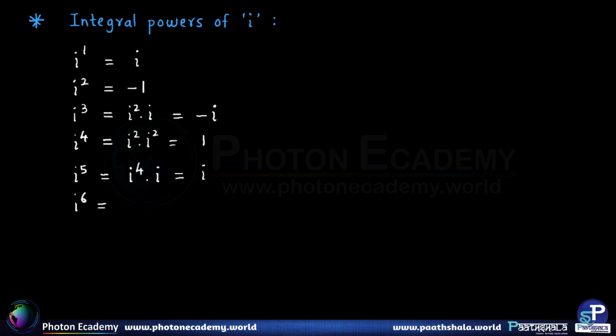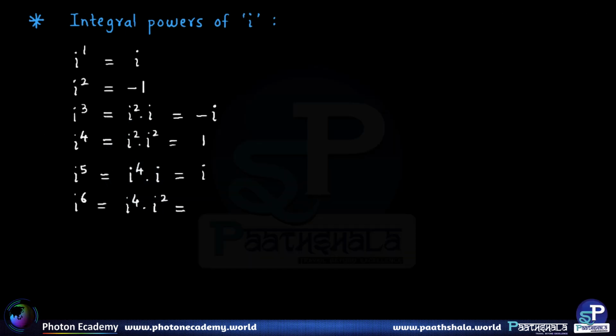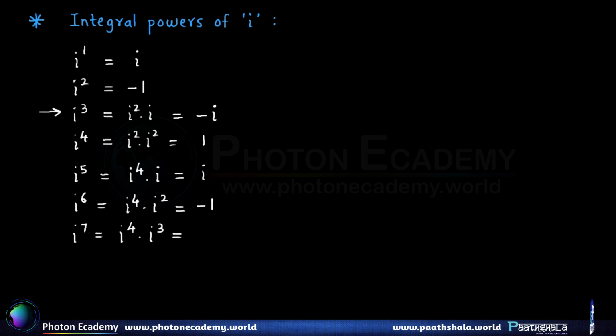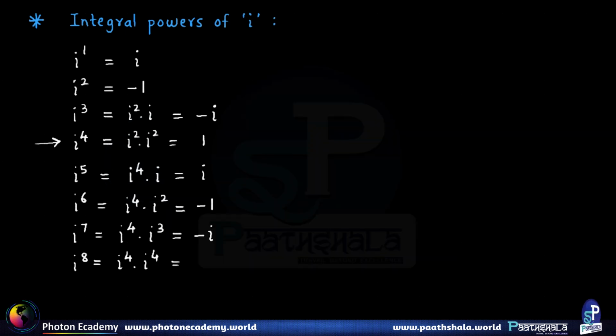So moving ahead, i raised to 6 can similarly be written as i raised to 4 into i square. So we get back i square, which is nothing but minus 1. So hence i raised to 6 is minus 1. Then i raised to 7 is nothing but i raised to 4 into i cube. So now here we are getting i cube as the value, which is nothing but minus i. And lastly in this example, i raised to 8 is nothing but i raised to 4 into i raised to 4. Here we have i raised to 4 as 1, so therefore it's 1 into 1, which is 1.